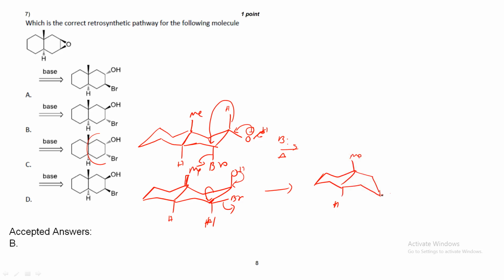So it would be like this. This particular type of thing is formed if we do the base treatment with heating conditions, and here the product would be this.